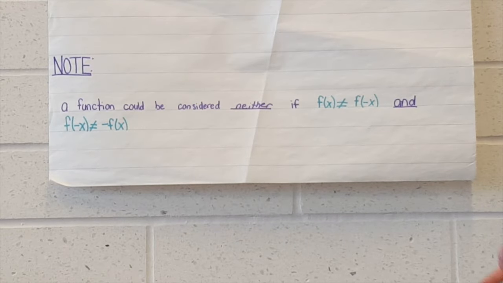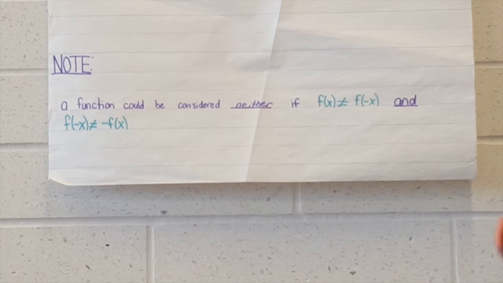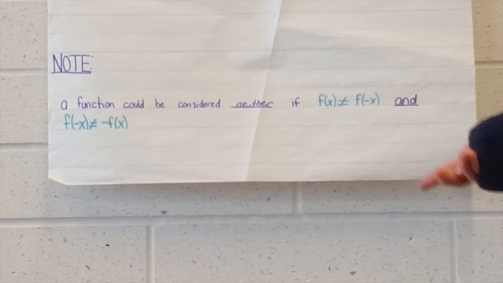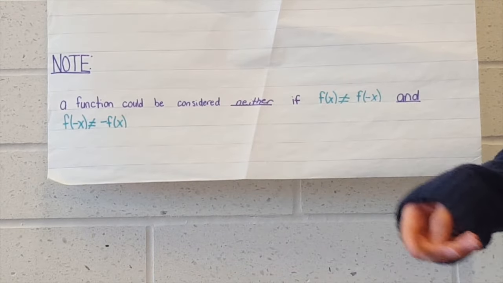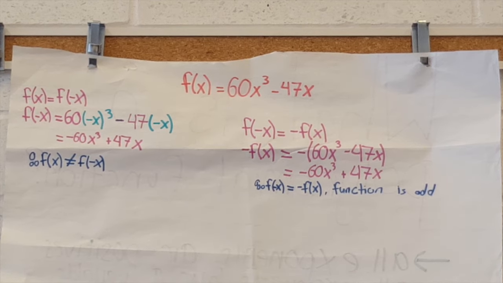Note that a function could be considered neither if f of x does not equal f of negative x, and also f of negative x does not equal negative f of x. So that means a function is neither, so it can be even or odd. Now let's look at an example that I made for you.